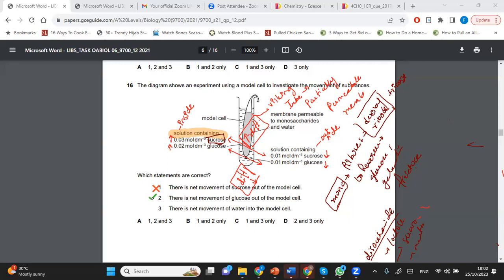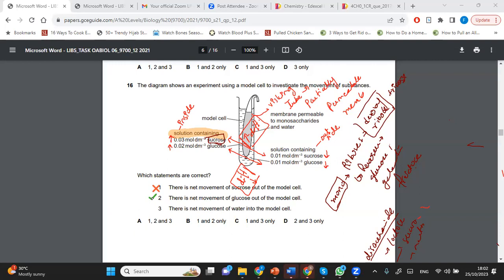Finally, they're saying there's net movement of water into the model cell. So is the water going to move into the cell? Where is the water going to move? Is the water going to move?